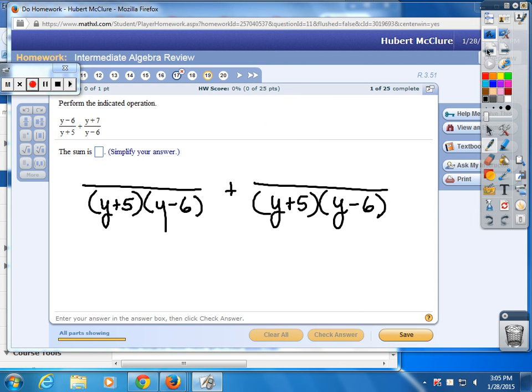Okay, so with that thinking, how many times will y plus 5 go into this? Once. How many times will this go into this? This right here, y plus 5. How many times? Once, like 1 time.